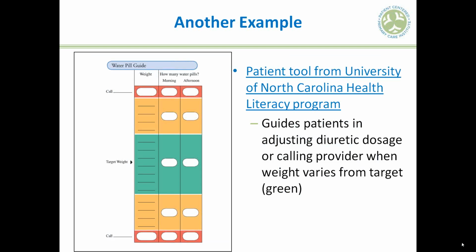Here's another example. This came from the University of North Carolina Health Literacy Program, and they have a variety of forms there that have all been tested for low literacy if you need something specific for that. And if your patient didn't get a form like this, you should consider giving it. If they came out of a hospital or came out of a skilled nursing facility and they have an existing condition that this would be helpful for, you should consider giving them one.